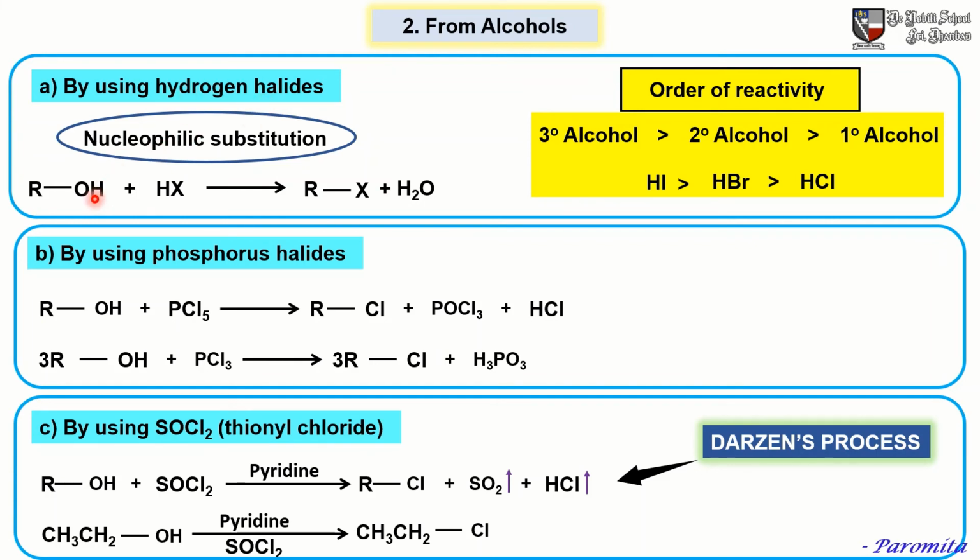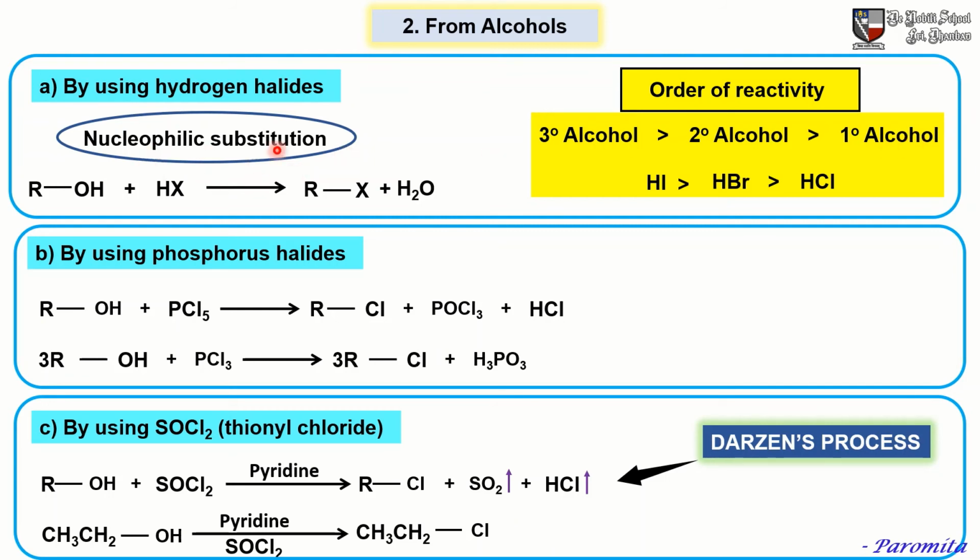When an alcohol is treated with a halogen acid in the presence of a dehydrating agent, the OH group of an alcohol is replaced by a halogen atom. The dehydrating agent removes water formed in the reaction and thus prevents the reverse reaction from occurring. The reactivity of alcohols towards this reaction for a given halogen acid follows the following order: 3 degree alcohol greater than 2 degree alcohol greater than 1 degree alcohol.